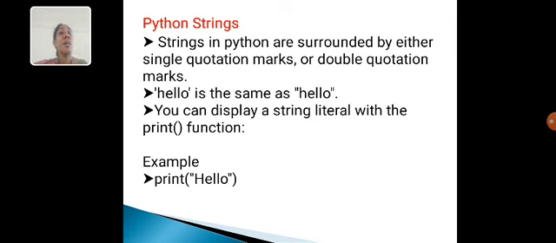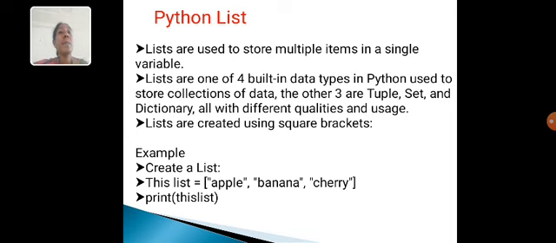Python strings. Strings in Python are surrounded by either single quotation marks or double quotation marks. 'Hello' is the same as "hello". You can display a string literal with the print function. Example: print("Hello").